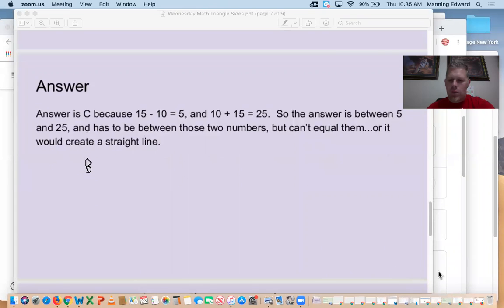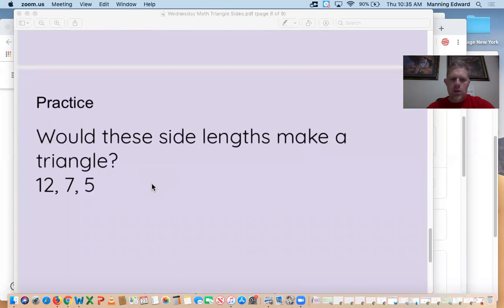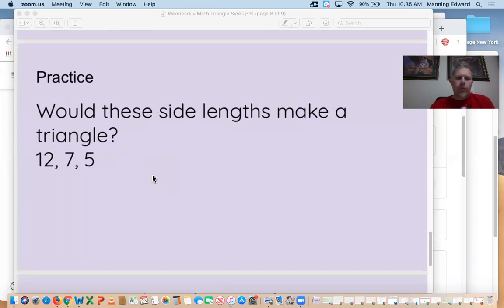All right, now let's clear the letter B. Would these side lengths make a triangle? Well, what are our two smallest numbers? Our two smallest numbers are 7 and 5. Now the rule was if you add the two smallest, it should be bigger than the third side. 7 plus 5 equals 12. Is 12 bigger than 12? No. So therefore, this would not make a triangle.